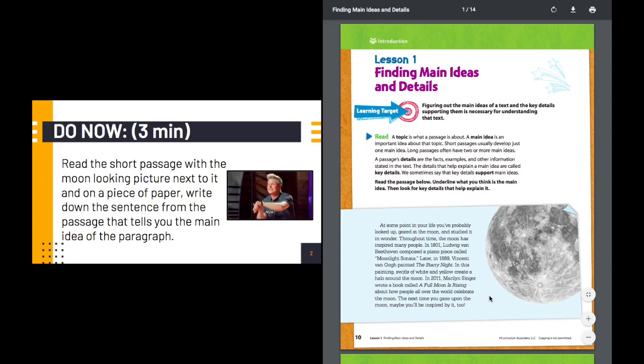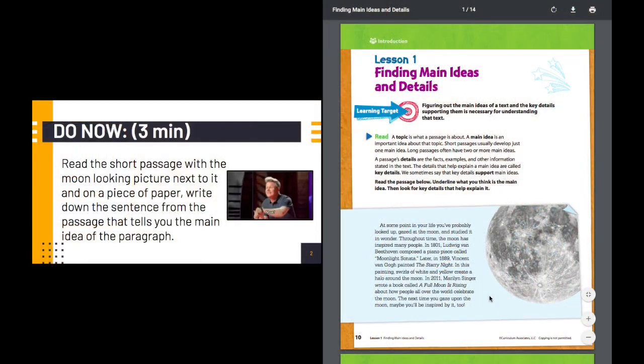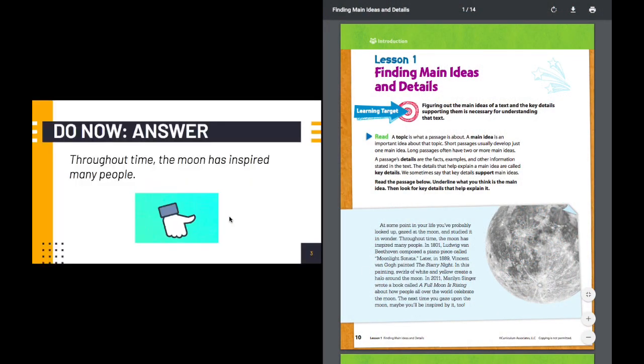So I want you to read the text by yourself. Go ahead and pause the video now. Take 3 minutes to find the main idea and write it down on your lined piece of paper. Okay, so when you did that, this is the answer. It should be: throughout time, the moon has inspired many people. If you did get that, or if you didn't, that's okay. We're going to work on main idea either way.